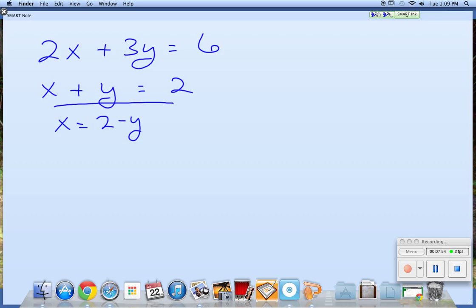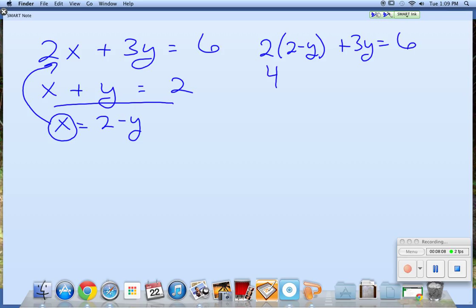So now I know what my x is here. My x is going to go into that equation. So I'm going to go 2 times (2 minus y) plus 3y equals 6. 4 minus 2y plus 3y equals 6. y equals 2.